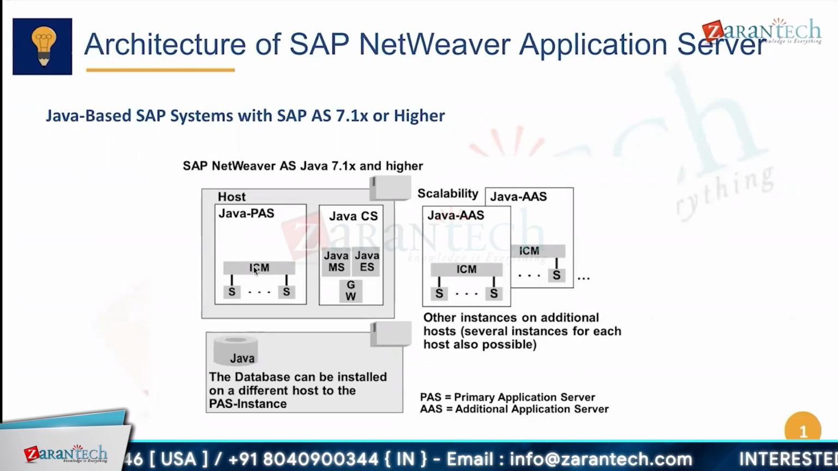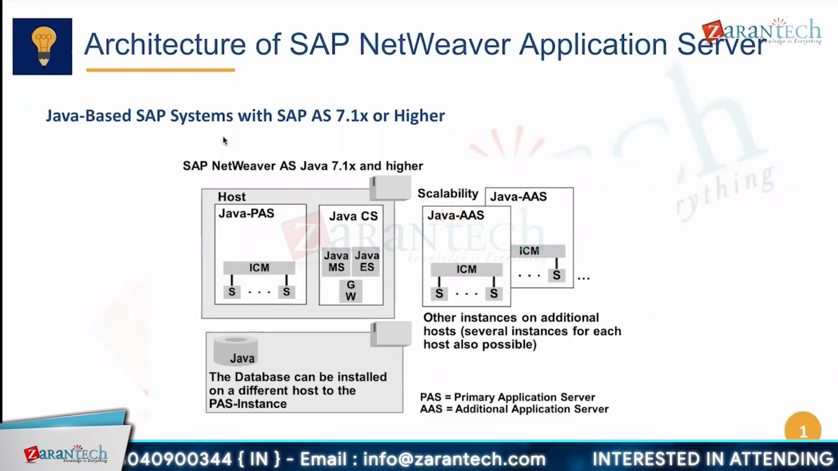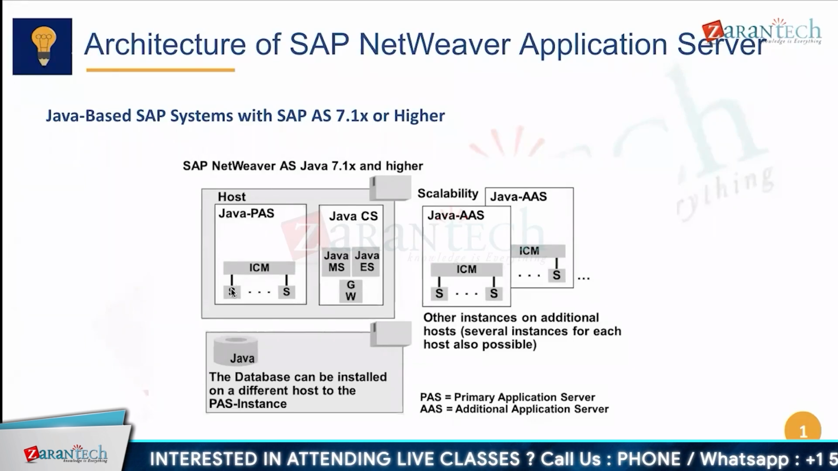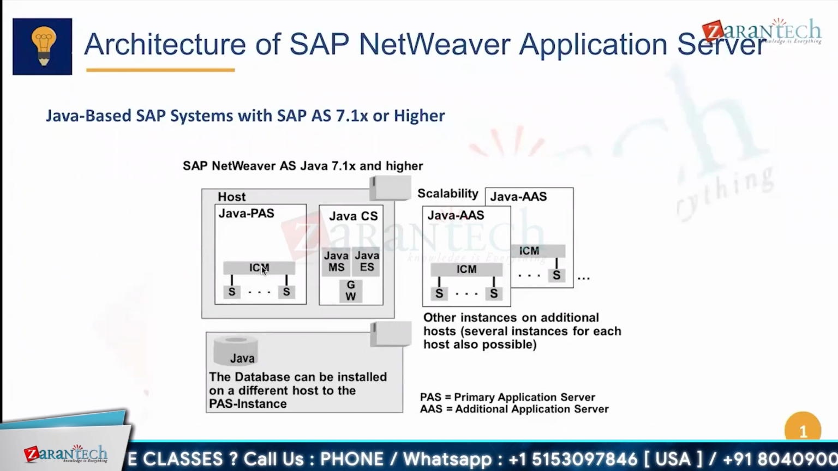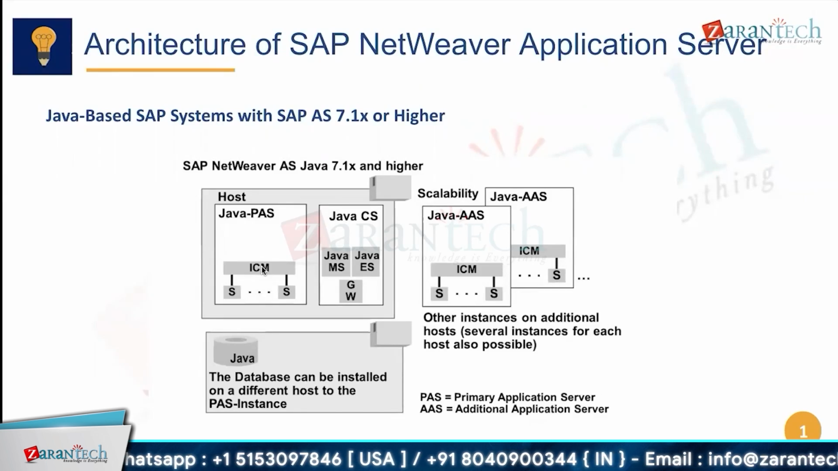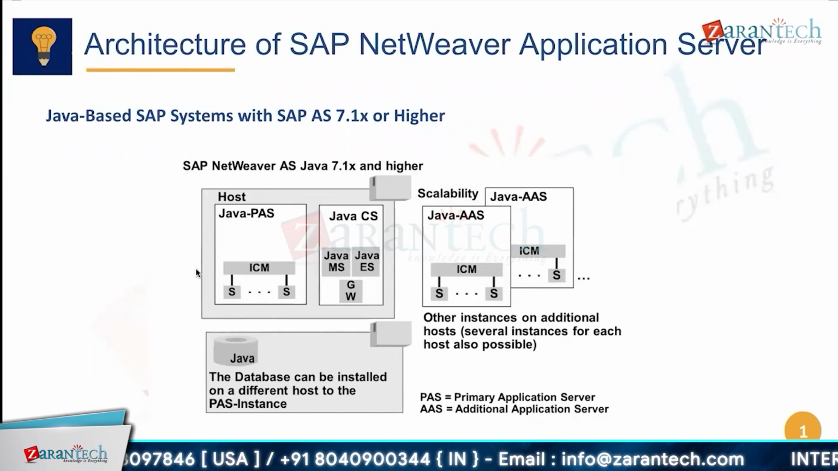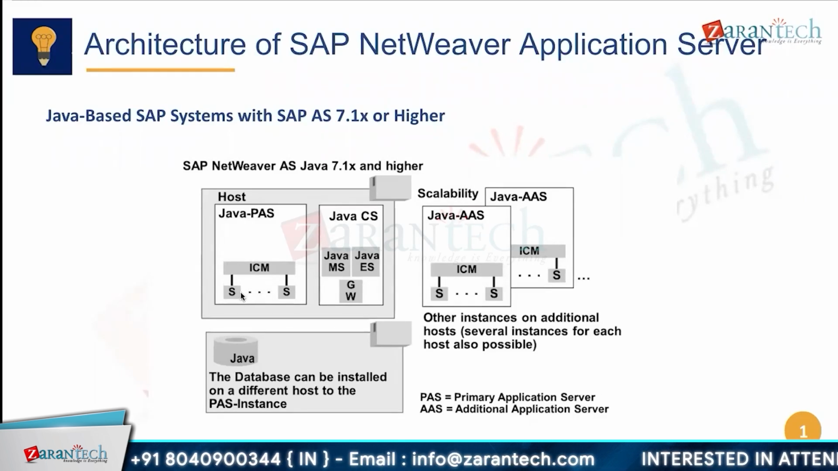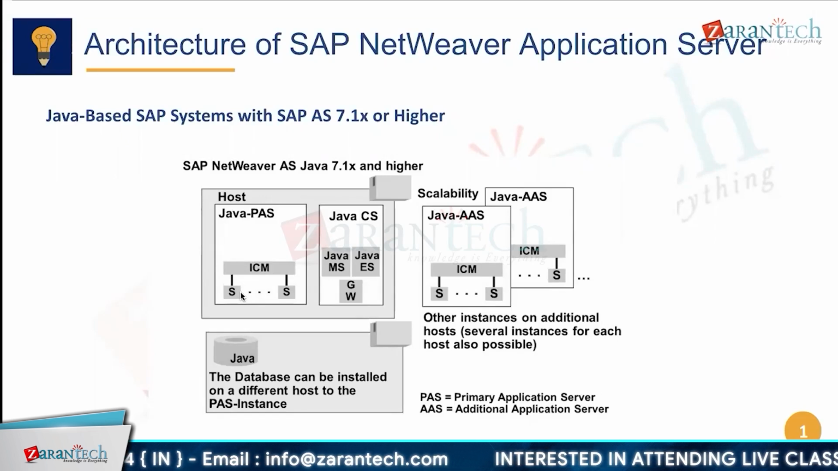So ICM, as I said, what will ICM do? All the web-based requests that come to the system, ICM will receive them and assign the task to the Java server nodes. Okay. So ICM is more or less equivalent to what? The dispatcher, if you want to compare with ABAP. The ABAP dispatcher will assign to dialog, update and others, but ICM here will assign to the Java server node. Okay.